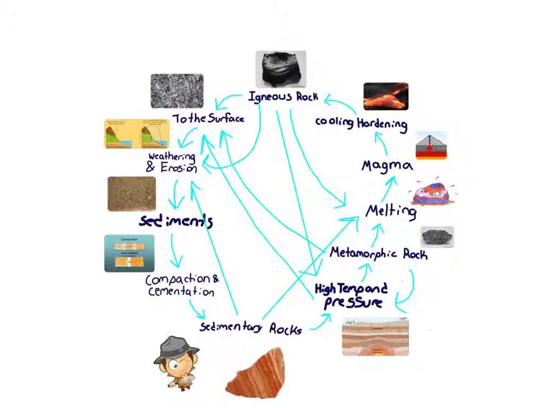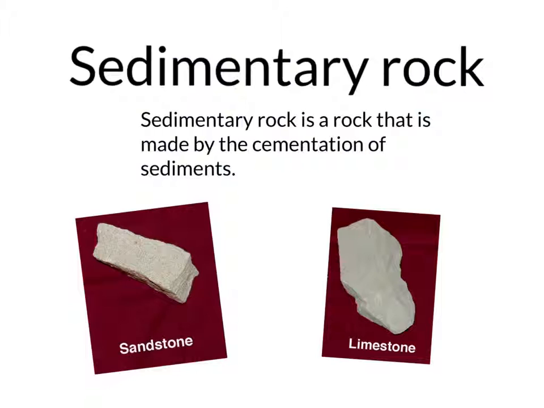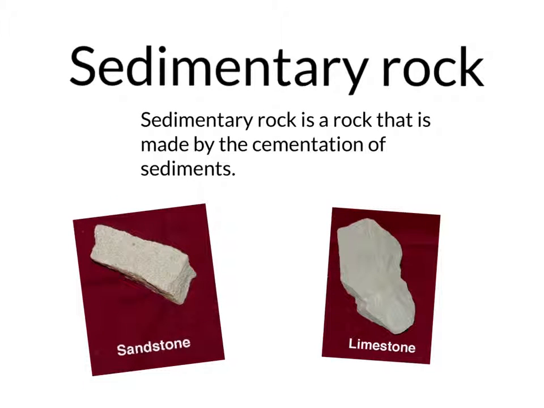Next, Fred is going to travel on down to sedimentary rock, our next rock in the rock cycle. Sedimentary rock is a rock that is made by the cementation of sediments. Two examples of sedimentary rock are sandstone and limestone.